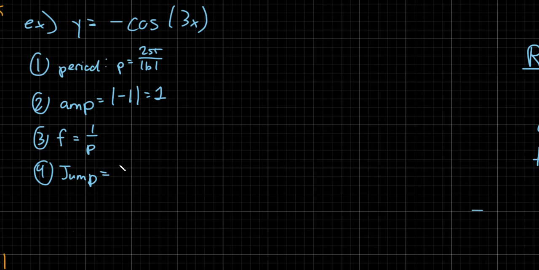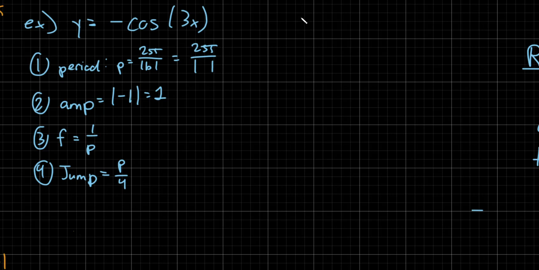Close. It's just my period over 4. Okay. First one, period. We have 2 pi over the absolute value of what? What is our b? What is my b in this equation? B is right next to the x. What's the number right next to the x? What is my b in this function?